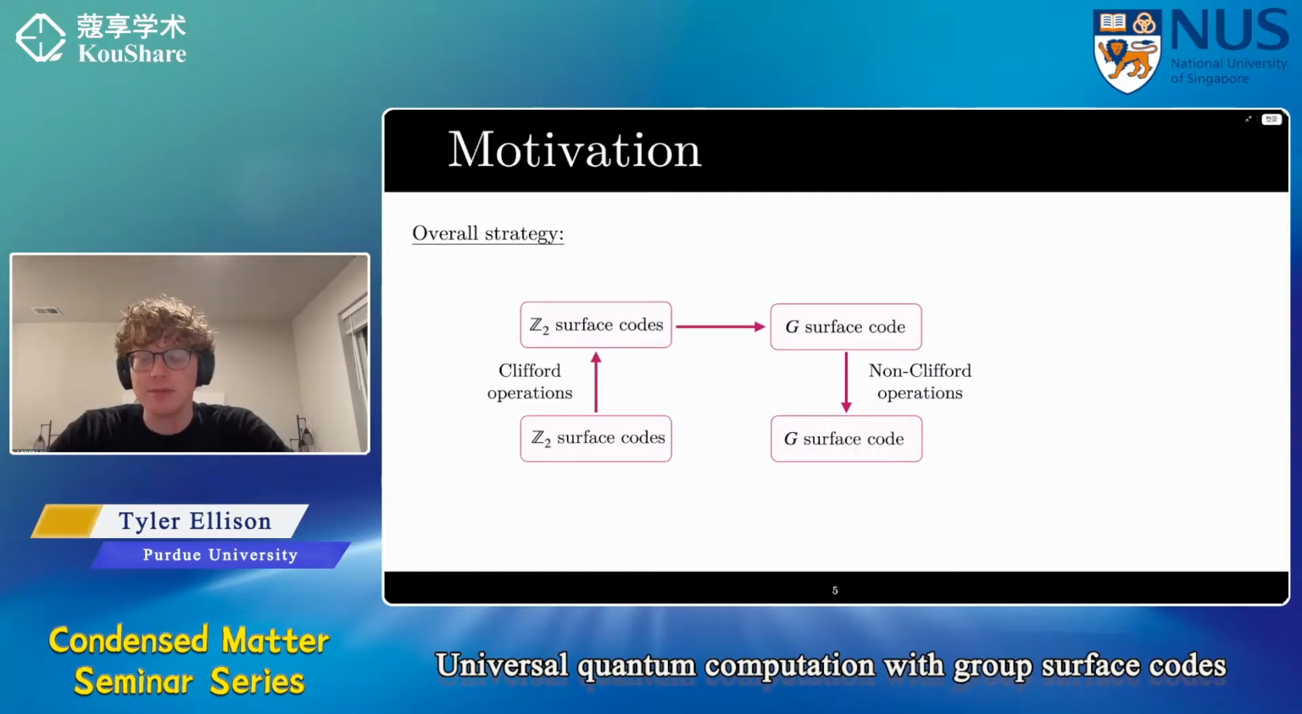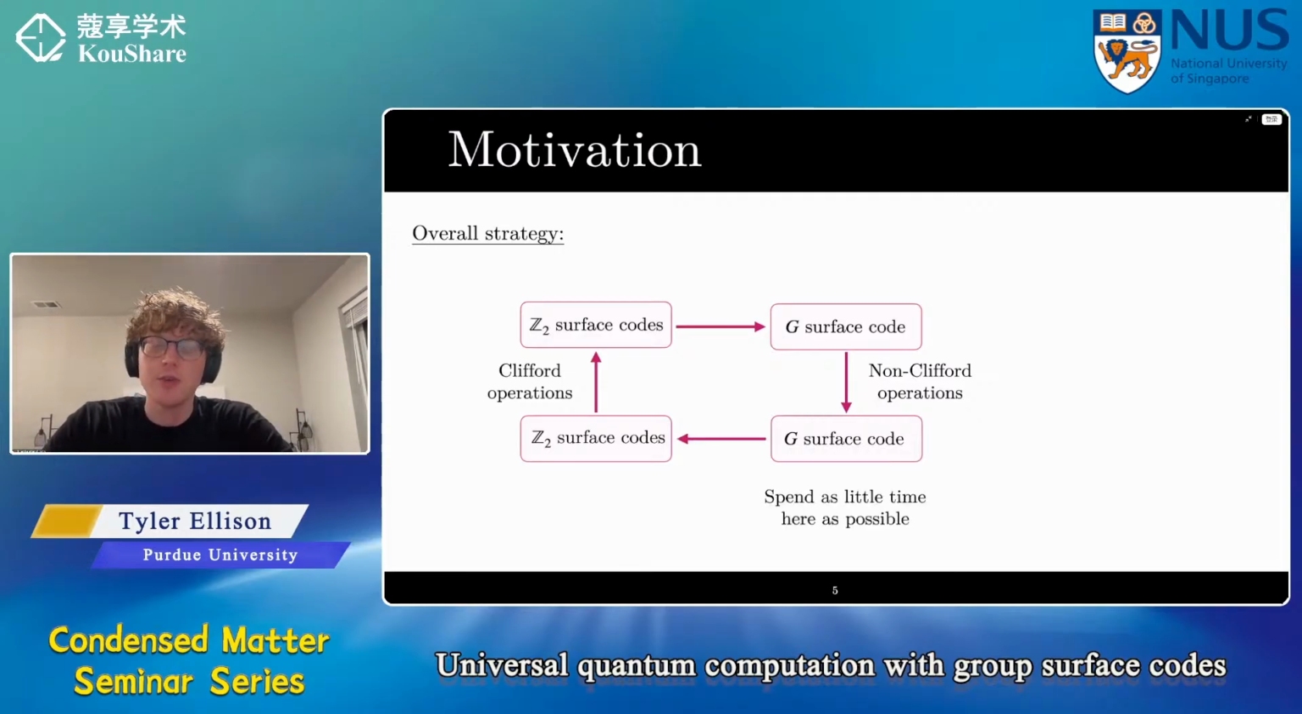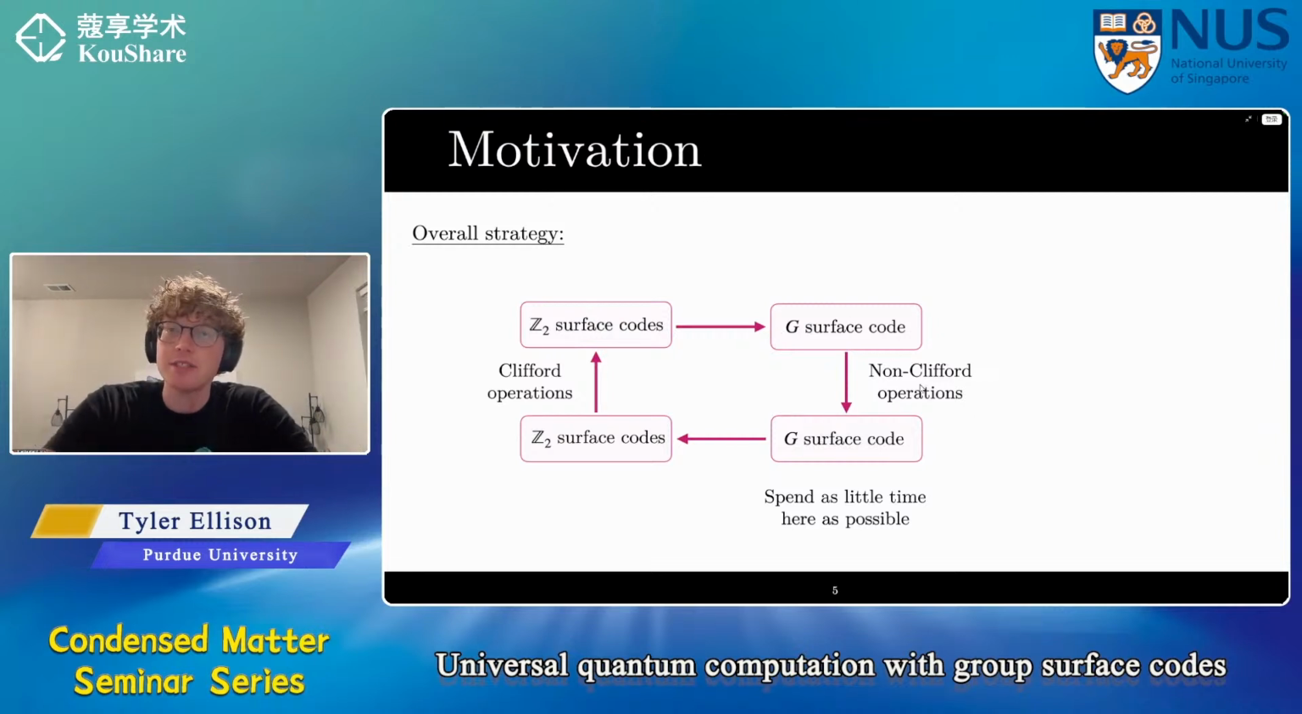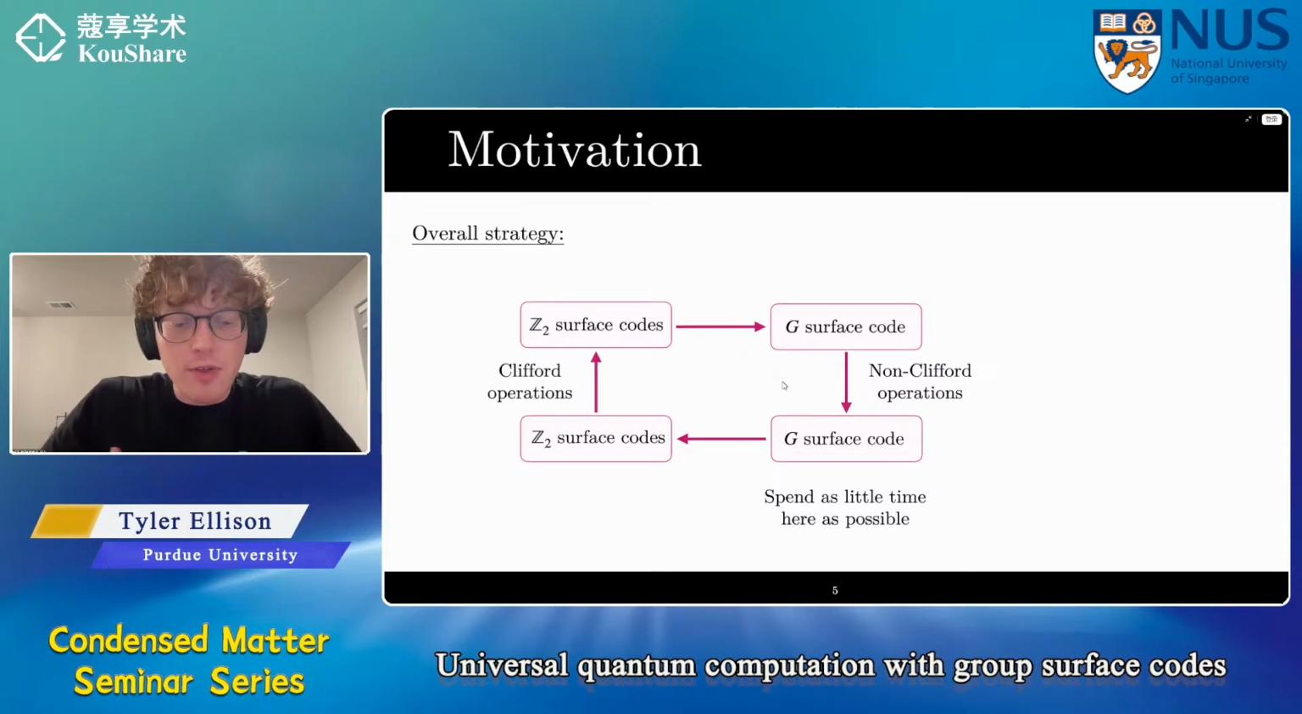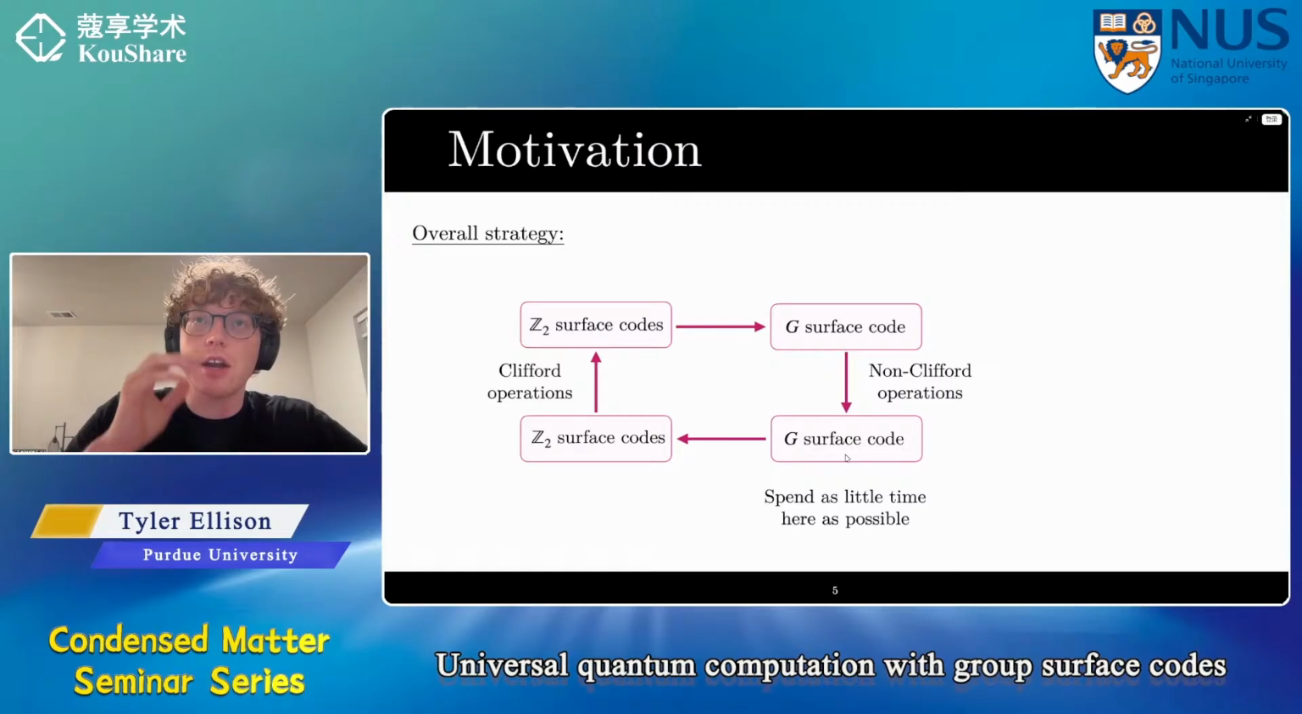We'll spend as little time as possible in the G surface code, then transfer the information back to the Z2 surface codes. Now you could ask, why don't we just spend all of our time in the G surface code? First, we need to implement the measurements that are needed to operate the non-abelian quantum error correcting code. Second, the decoding problem is likely more challenging. The algorithm for cleaning up errors as they occur is more complicated for these non-abelian topological orders. So you might as well just spend as little time in those codes as possible.